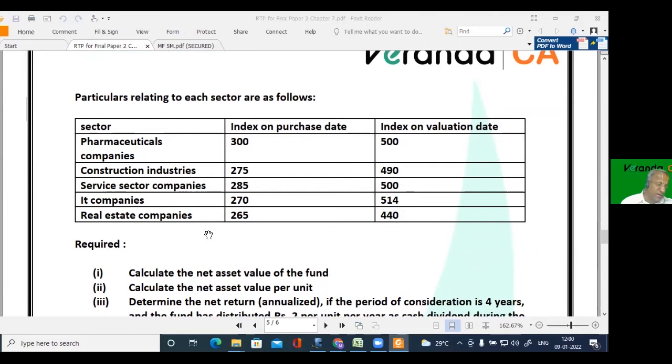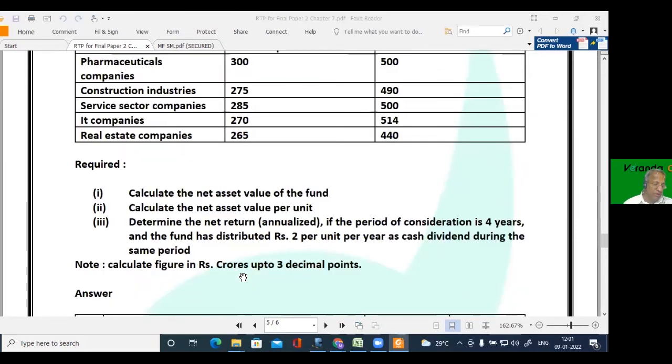So calculate the net asset value of the fund. Calculate the net asset value per unit. Determine the net return annualized if the period of consideration is 4 years. And the fund has distributed 2 per unit per annum as cash dividend during the same period. Calculate figures in rupees in crores up to 3 decimals.